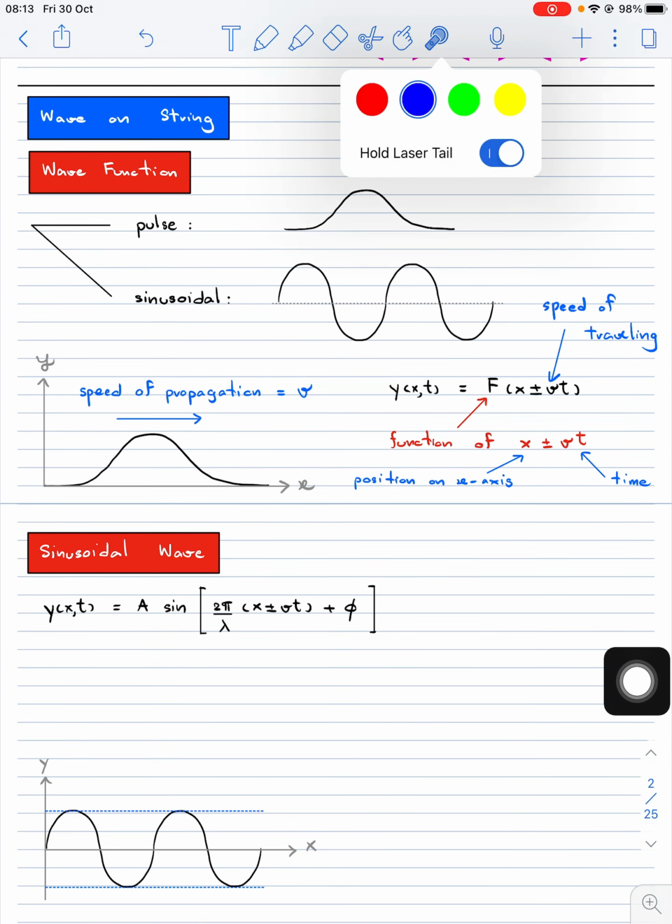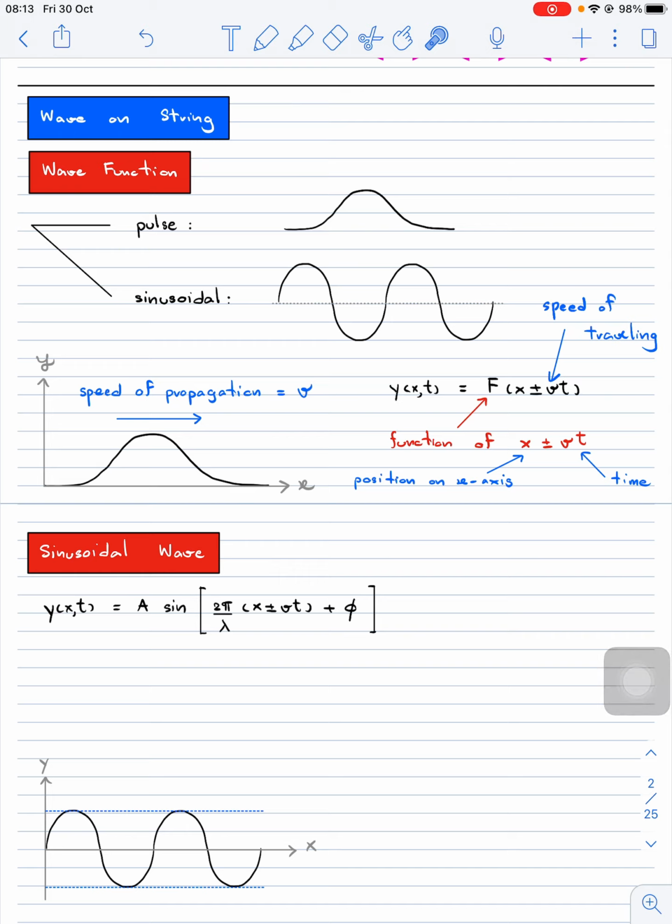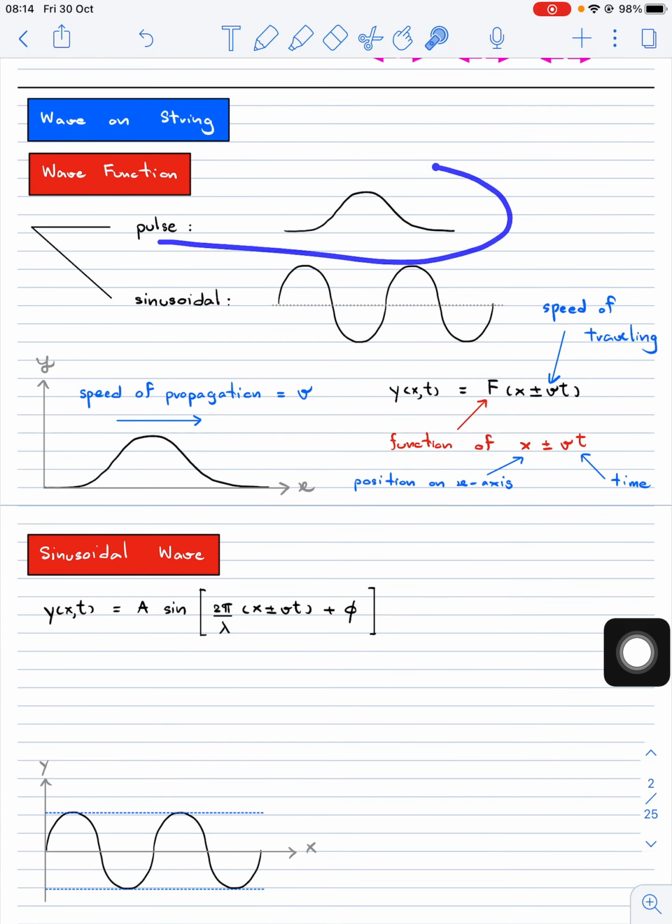In this class, we want to talk about two types of waves on the string. We have the pulse wave, and we're going to have the sinusoidal wave here. We mainly talk about the sinusoidal wave, but first let me talk about the pulse wave. The pulse wave is something like when you disturb the string with just one punch, and then you have this type of pulse.